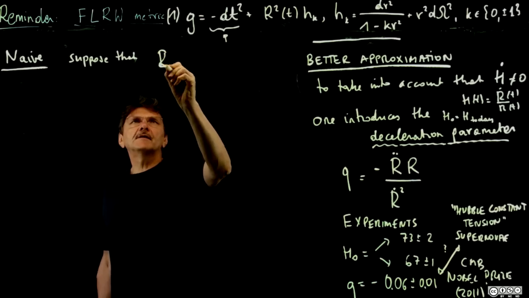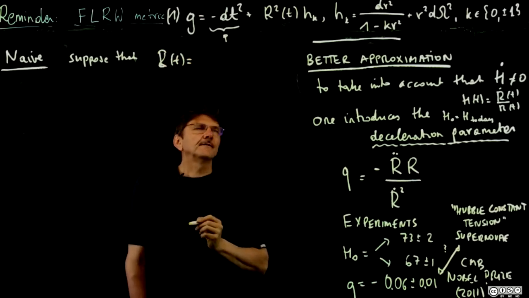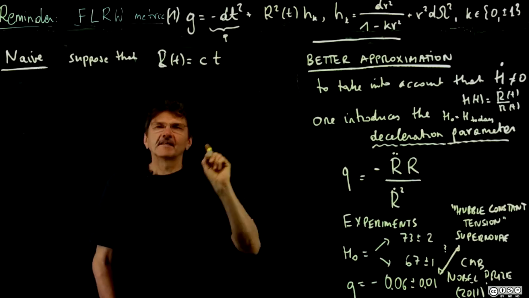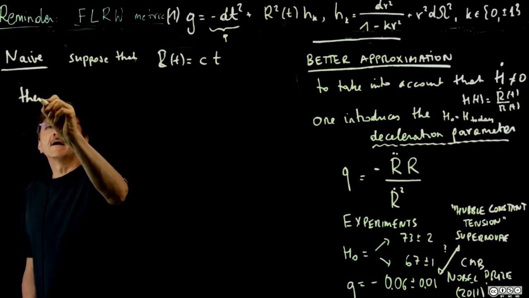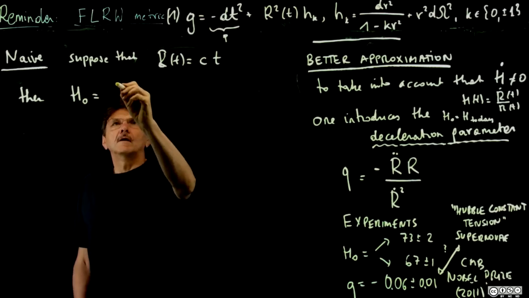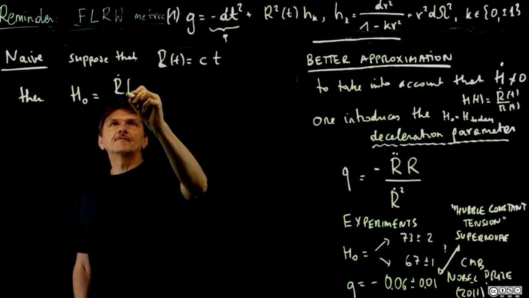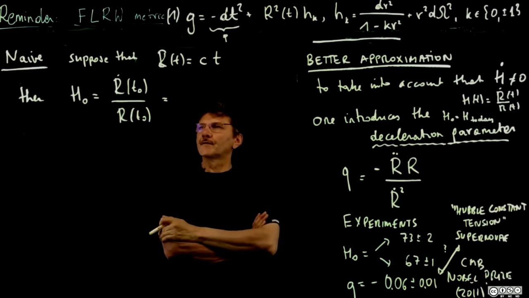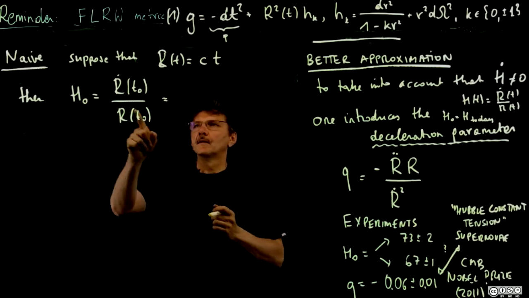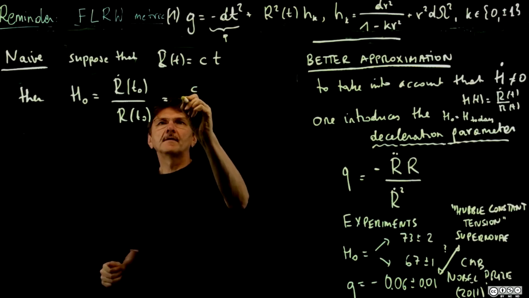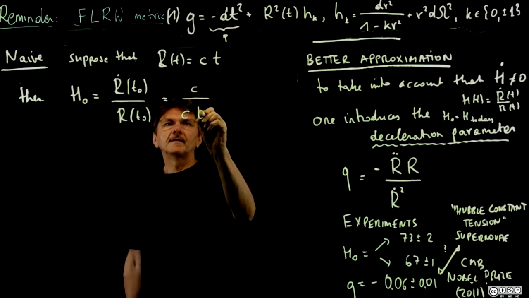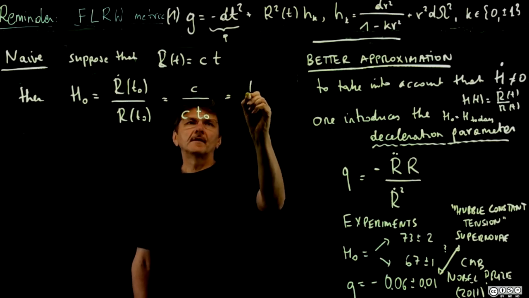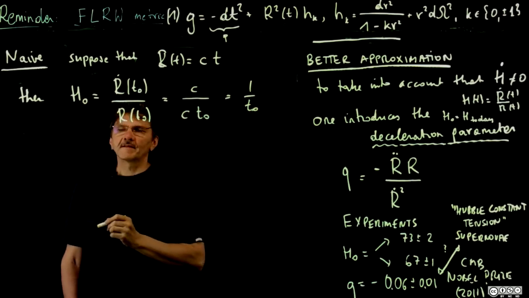That R of t is linear, with a constant speed, at time t. Then H zero is equal to R dot of t zero divided by R of t zero, which is going to be R dot of t zero is c, divided by c t zero, which is 1/t0. So that's what I wanted.